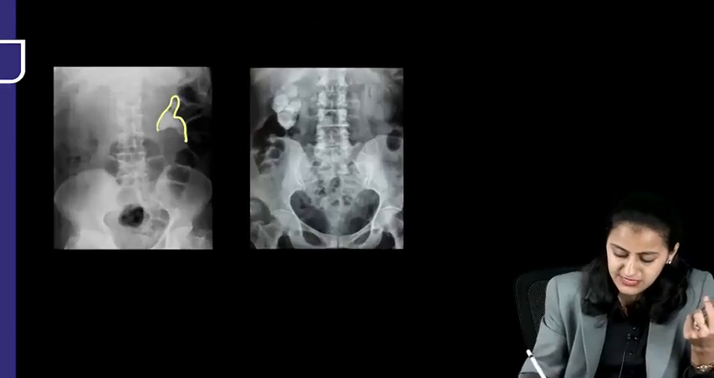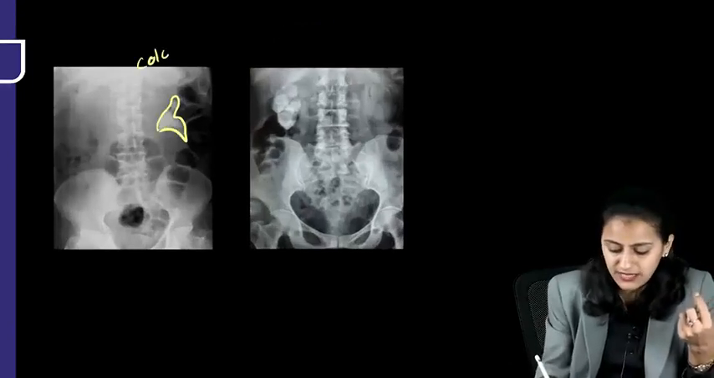Next one. Now, these are plain radiographs because we don't see the other kidney, the ureter, or the contrast in the bladder. These are plain X-rays. And what do we see in the plain X-ray? This is the calculus, the staghorn calculus.